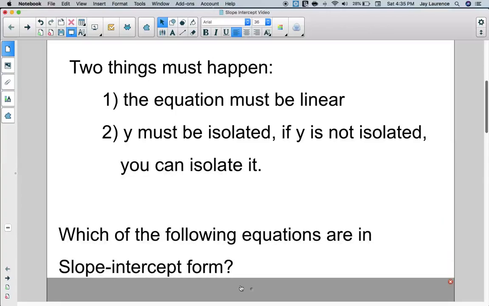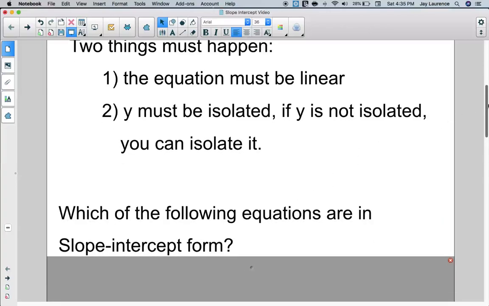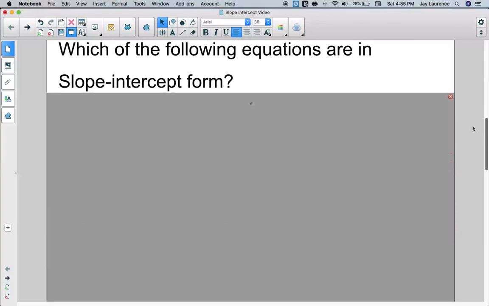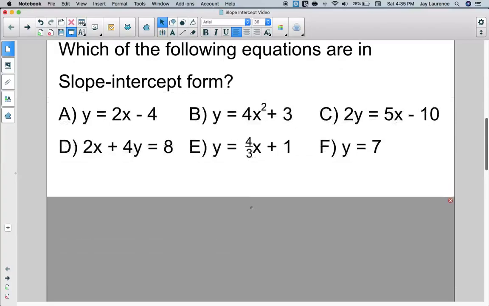Okay, so I want you to play a little game here. I want you to determine which of the following equations are in slope-intercept form, and I will show them all to you. Do this in your notebook. Write down the equation. I want you to write down slope-intercept form or not slope-intercept form, and pause the video, and then when you're ready, I'll go through all 6. Okay, go ahead and pause the video.